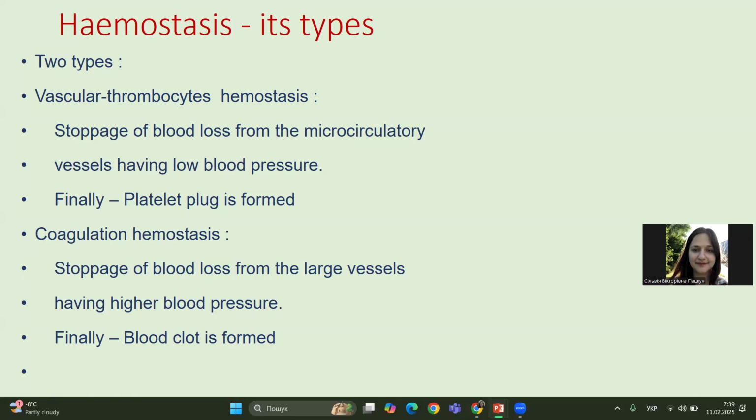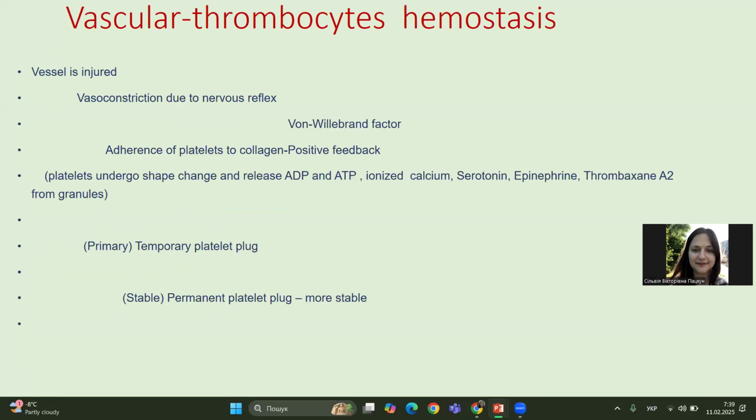Coagulation hemostasis is stoppage of the blood loss from the large vessels having higher blood pressure, so a blood clot is formed. In this case, there will be activation of the coagulation cascade, which will lead to formation of the fibrin network, and this fibrin network will catch and trap formed elements of the blood, mainly erythrocytes. Due to this, it will appear as a red blood clot.